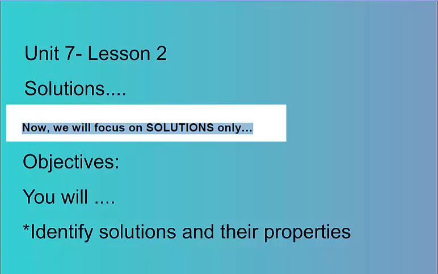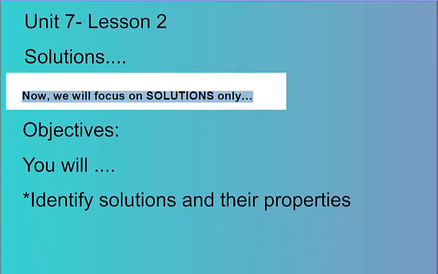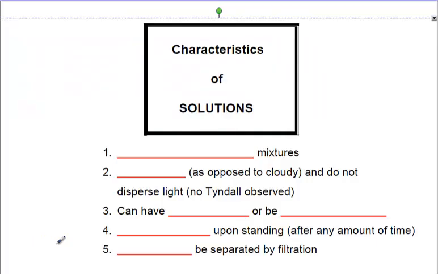Hi everyone, this is lesson 2 on solutions, and we will focus on solutions only in this lesson. So we will identify solutions and their properties. Let's look at characteristics of solutions now.